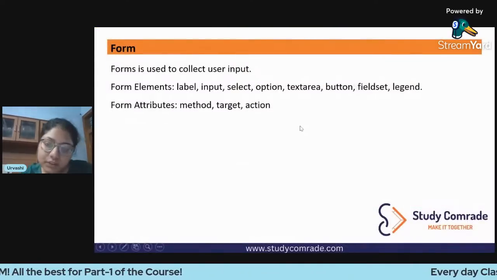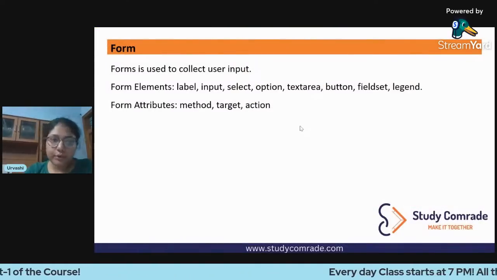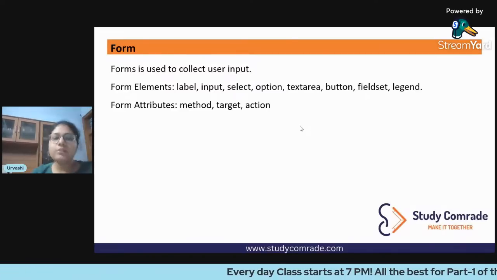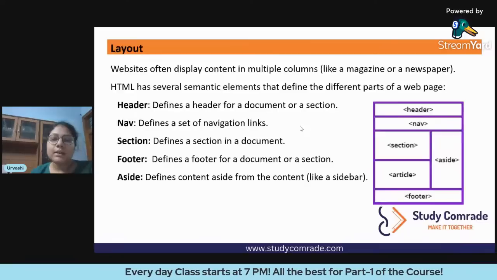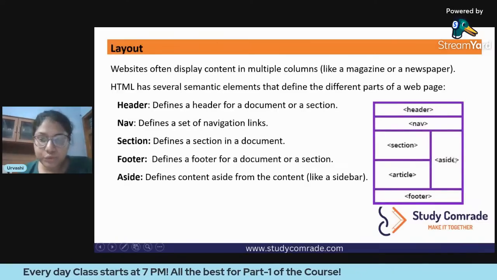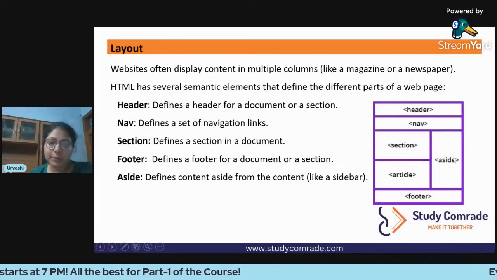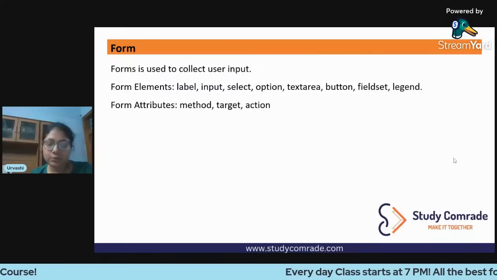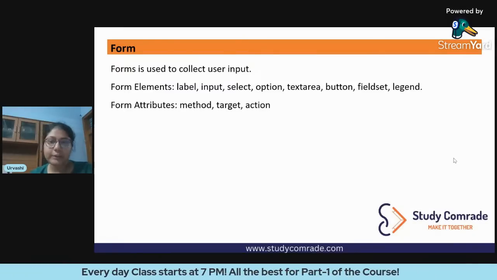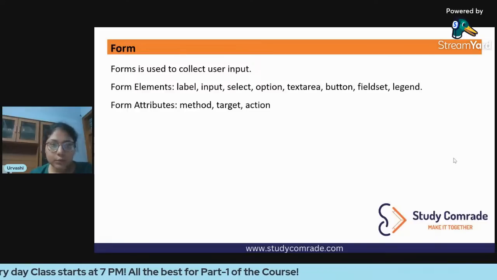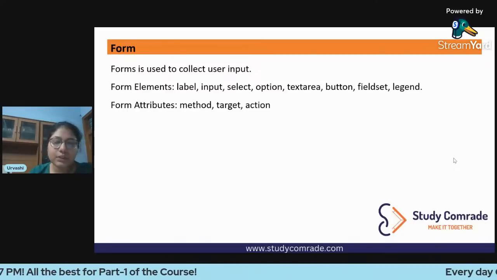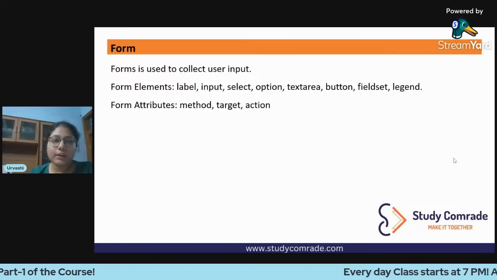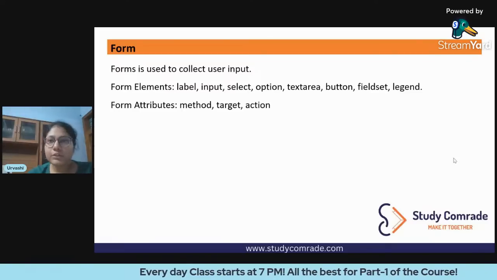Next, we have forms. Form is the most important topic of HTML because every website has a form. For example, in your website an aside tag is optional. Maybe you will have this sidebar functionality or maybe not. But form is that one topic which every website has. If you go to Amazon, Instagram, LinkedIn, Study Comrade website, even Google Forms, all of these require something called a form.